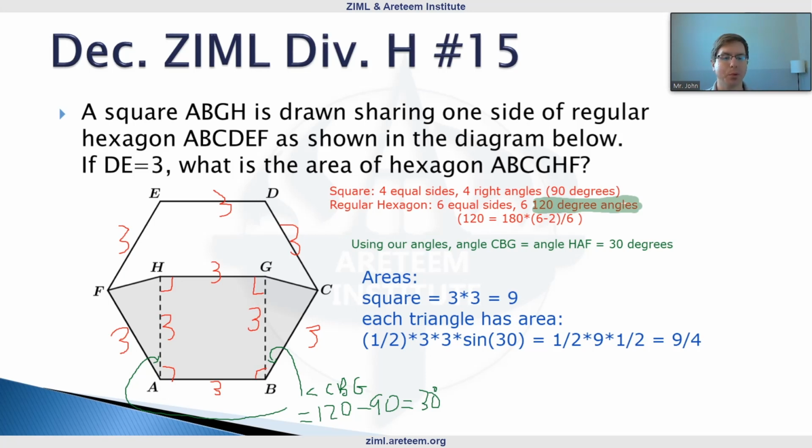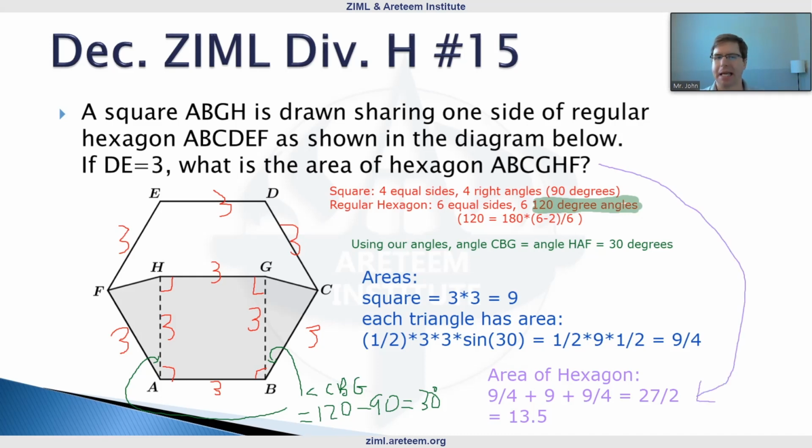Now we're ready to put everything together, of course. So the area of the hexagon is all of these areas added together: 9/4 plus 9 plus 9/4. This is the same as 9 plus 9/2, which is 27 halves, equals 13.5. So this is the area of the shaded hexagon, hexagon ABCGHF, to be clear as well. So that's what we have for our final answer in this case.